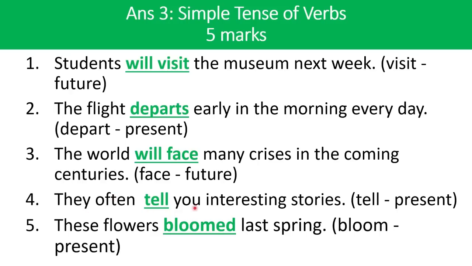They often tell you interesting stories. Present form, that means often means past and future. They have already told you many interesting stories. They will continue to tell you in the future also. Universal tense. These flowers bloomed, past form, last spring. Last means previous year. Previous year spring season, these flowers bloomed. So we have that as the tense form. Simple tenses are what we use commonly. So please practice again and again.